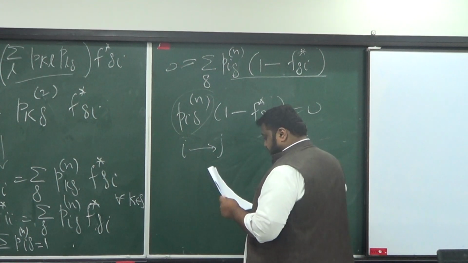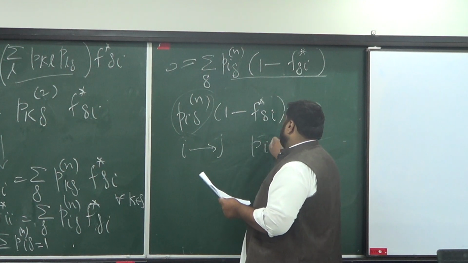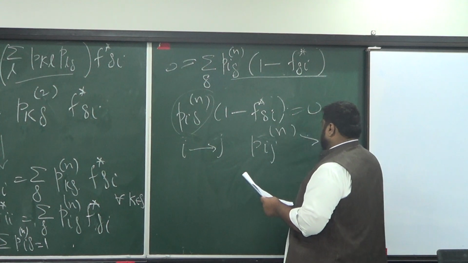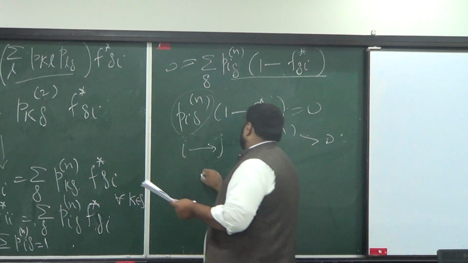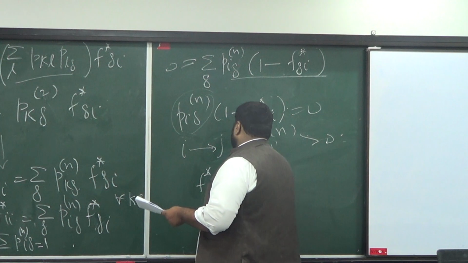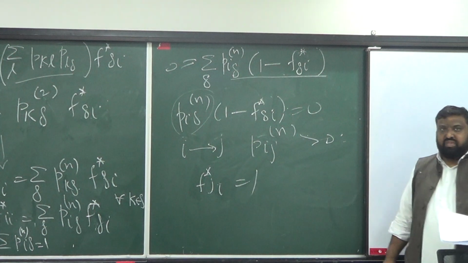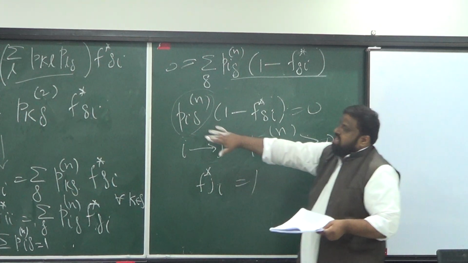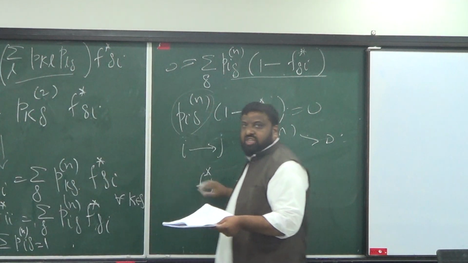What does this mean? Pij in n steps is positive, and if it is positive, at least for this J, you're going to say that f star Ji is 1 for sure. You can also show by repeating the same process that f star ij is also 1.